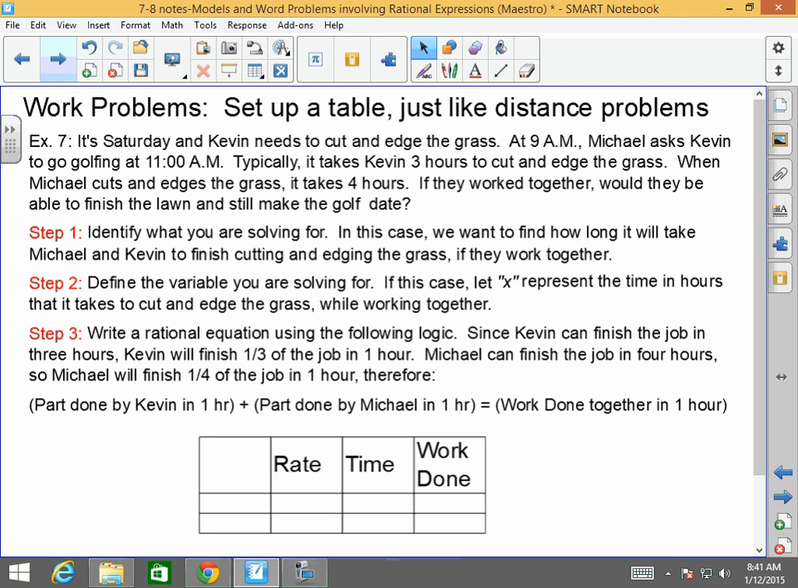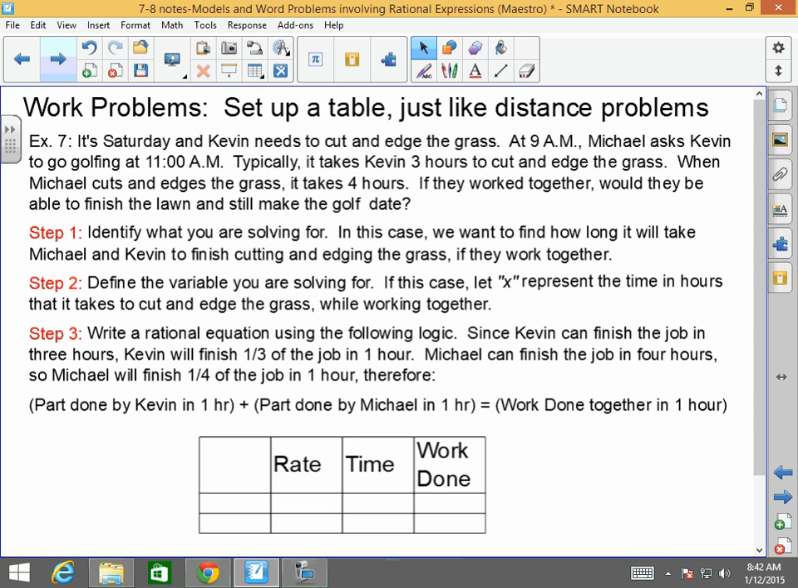Remember that when we did distance, we set up a table? Well, we're going to set up a table just like distance. Example 7 says, it's Saturday and Kevin needs to cut and edge the grass. At 9 a.m., Michael asks Kevin to go golfing at 11 a.m. Typically, it takes Kevin 3 hours to cut and edge the grass. When Michael cuts and edges the grass, it takes 4 hours. If they work together, would they be able to finish the lawn and still make the golf date? Okay, so they got to finish the lawn in 2 hours.